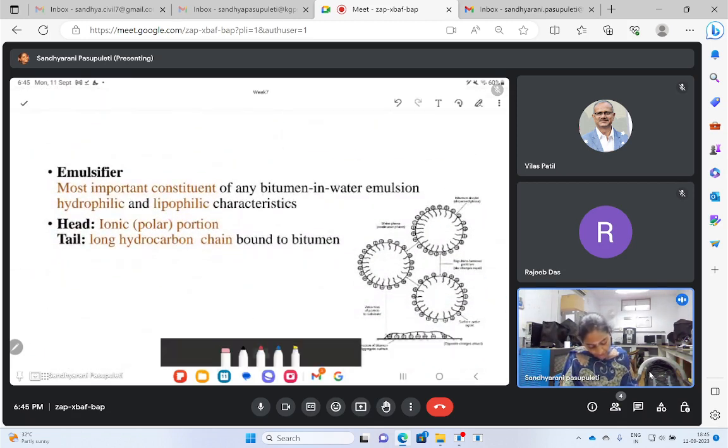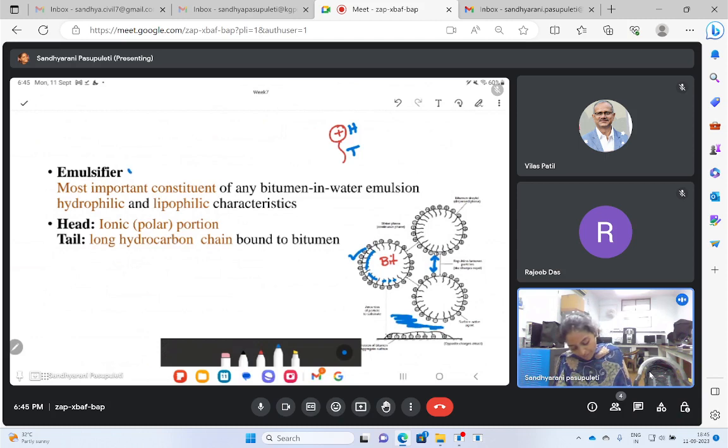If you look here, this is our bitumen, and on the bitumen there is a structure like this. This is the head of the emulsifier and this is the tail of the emulsifier. The tail is embedded into the bitumen, and the head is placed on the top surface. Now you see all the bitumen has positive charge on the surface, so these two will be repelled from each other. And this medium is actually water.